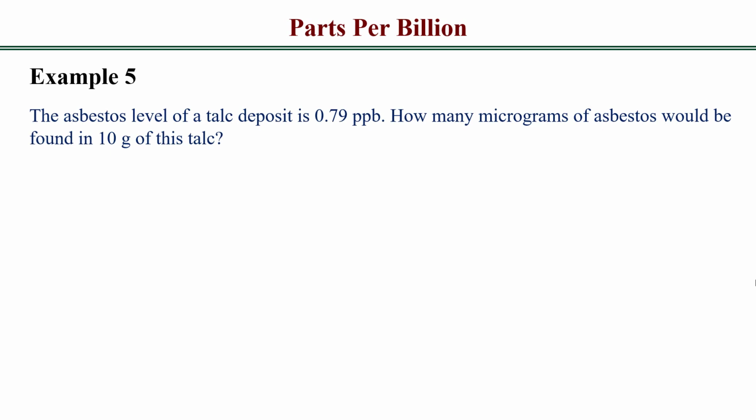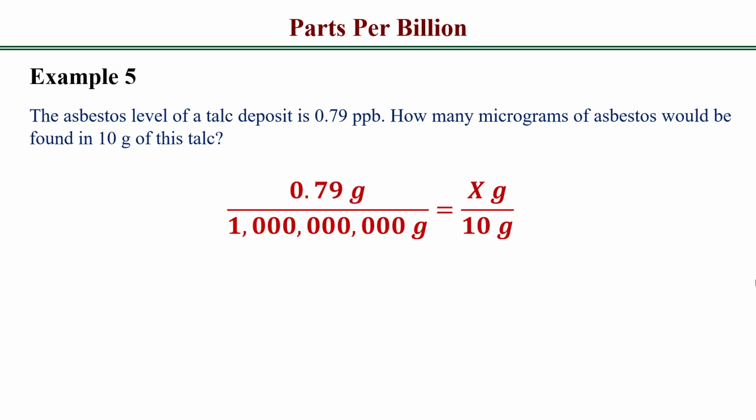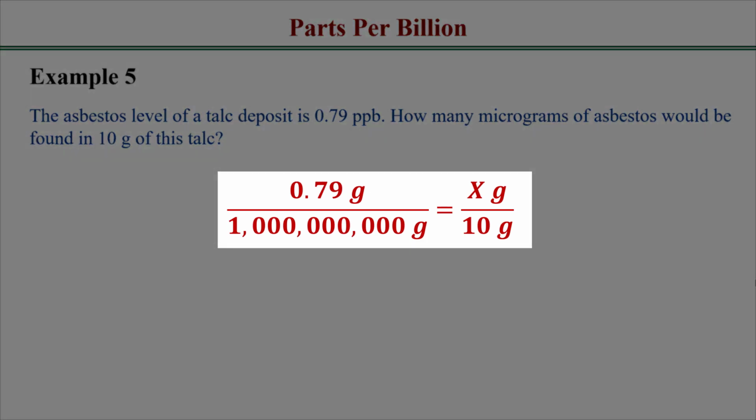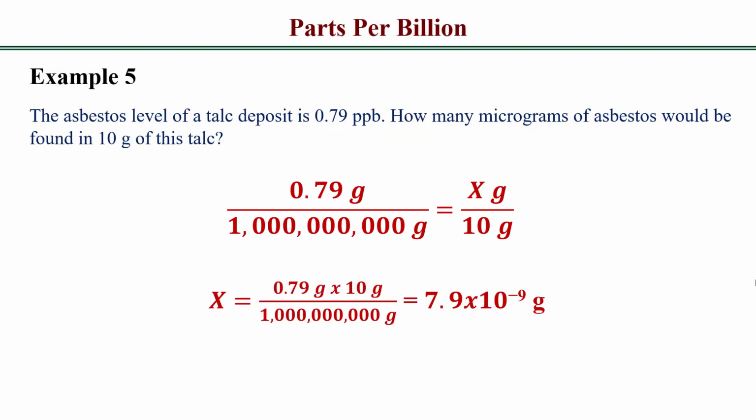Let's take a look at another question which says the asbestos level of a talc deposit is 0.79 ppb. How many micrograms of asbestos would be found in 10 grams of this talc? Now the first thing we want to do is take the definition of ppb. This is a weight and weight situation, and so 0.79 ppb will be 0.79 grams of asbestos in a billion grams of talc, and that should be equal to some quantity in grams, in this case x, divided by the 10 grams of talc that we are interested in. So we go ahead and solve for x, which is our unknown.